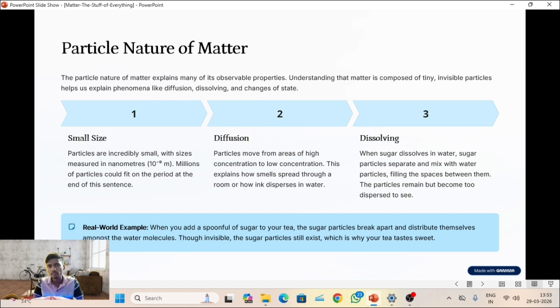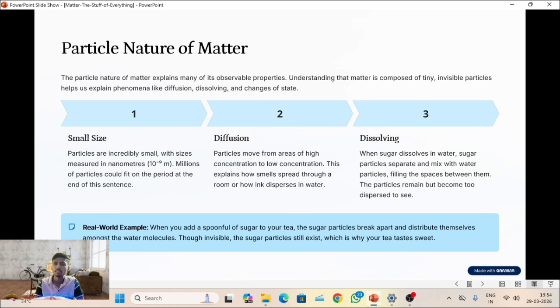One more real world example we can take, that is when you take a spoonful of sugar and add it to your tea, the sugar particles break apart and distribute themselves among the water molecules. Though invisible, the sugar particles still exist, which is why your tea tastes sweet.